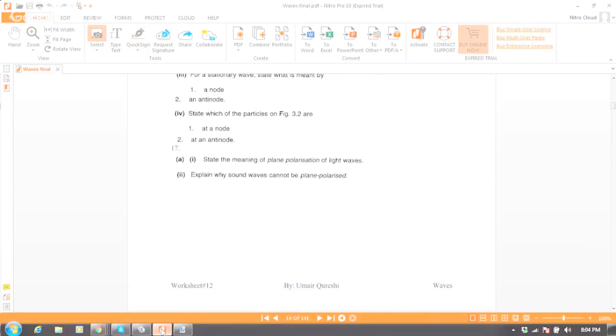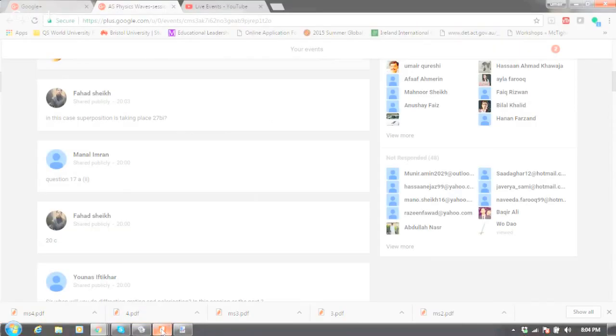State the meaning of plane polarization. This is the same definition of polarization. We defined polarization as the phenomenon in which the wave is forced to pass through a plane.